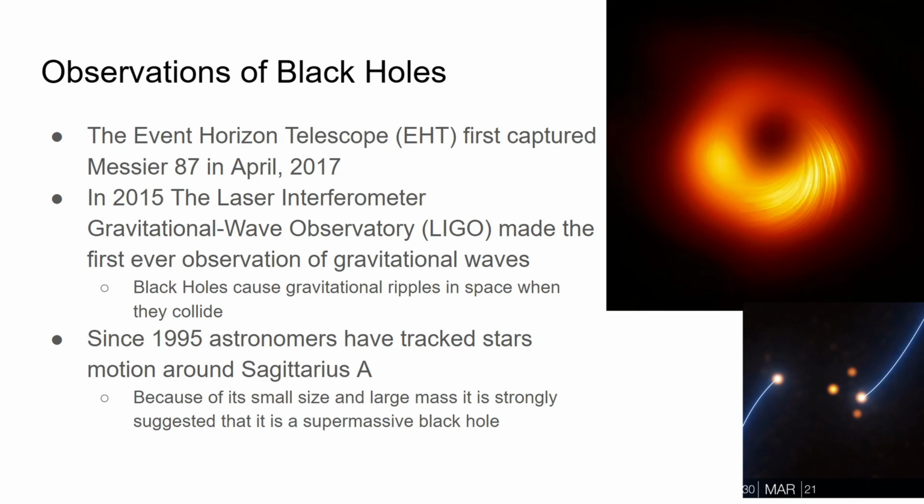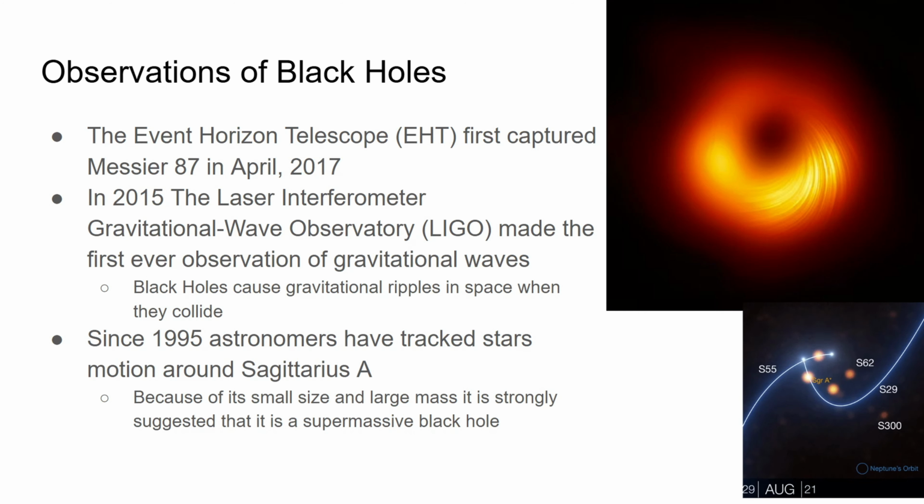Okay, so you might be asking, how do we observe black holes? They've been a mathematical and theoretical concept for a long time. But in 1995, astronomers started tracking stars' motion around Sagittarius A, the nearest supermassive black hole. And as you can see in the bottom right corner, Sagittarius A actually warps the orbit of the stars around it. And due to its small apparent size and large mass, the only thing it can reasonably be that we know of is a supermassive black hole.